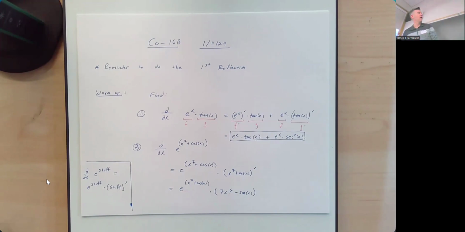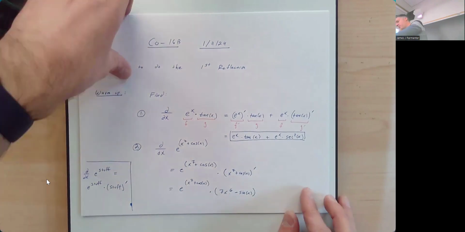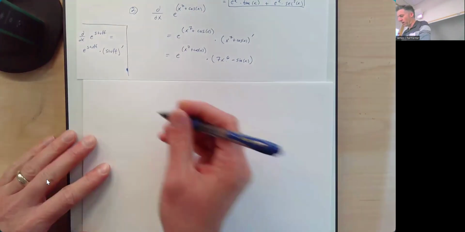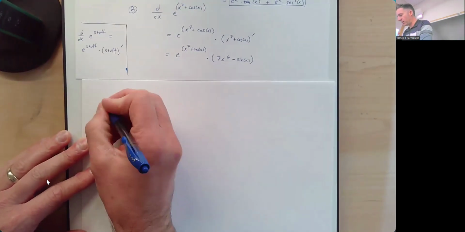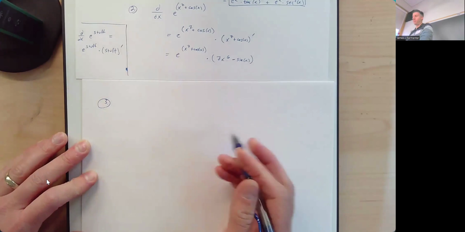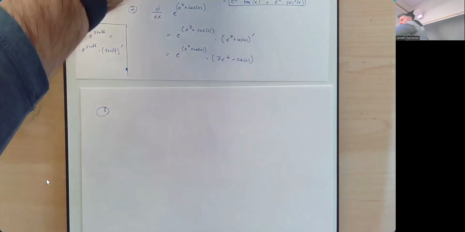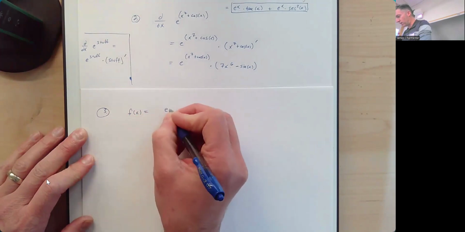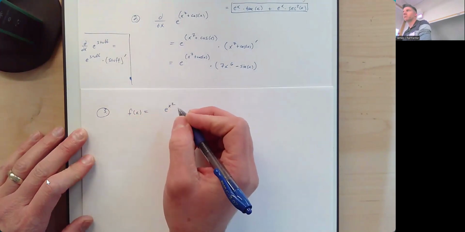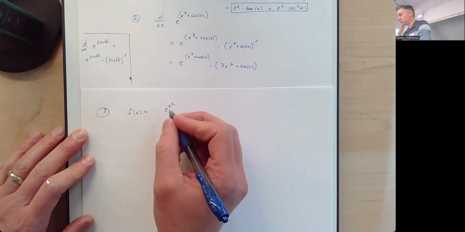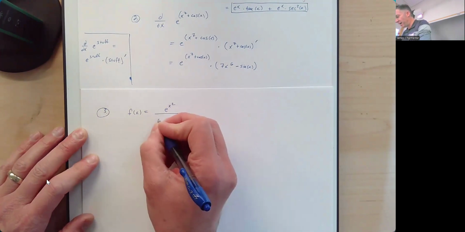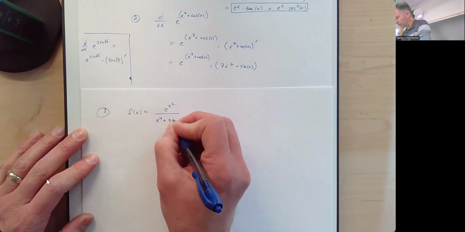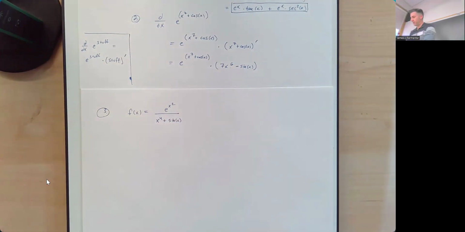Okay. Let's look at one more, just to remind ourselves, and it's been a while. Let's say I want to find, I'm going to write it differently. Instead of writing d/dx of something, which means find the derivative of, let's write it as we have f of x equal to e to the x squared over x to the 4th plus, sure, sine of x. We want to find the derivative.